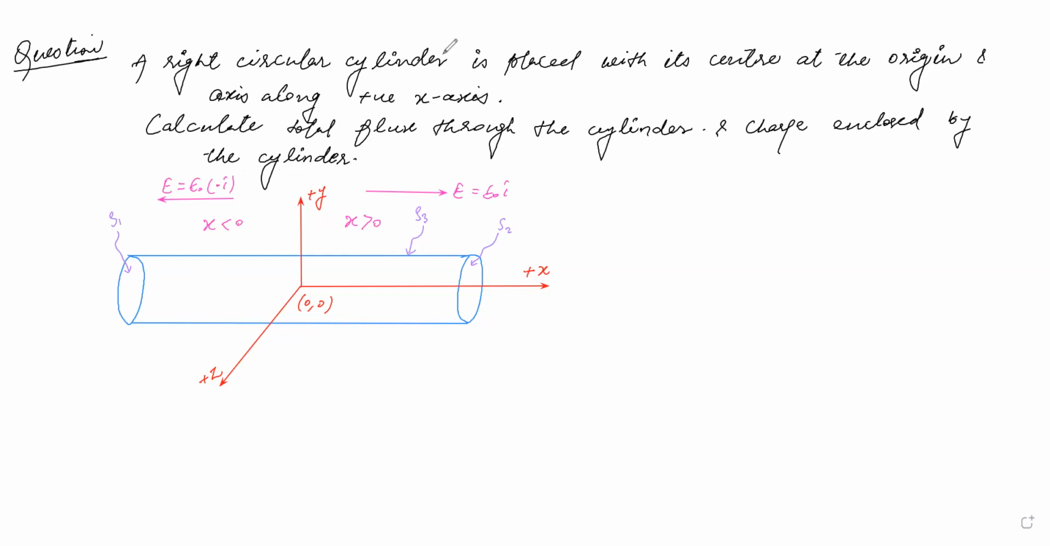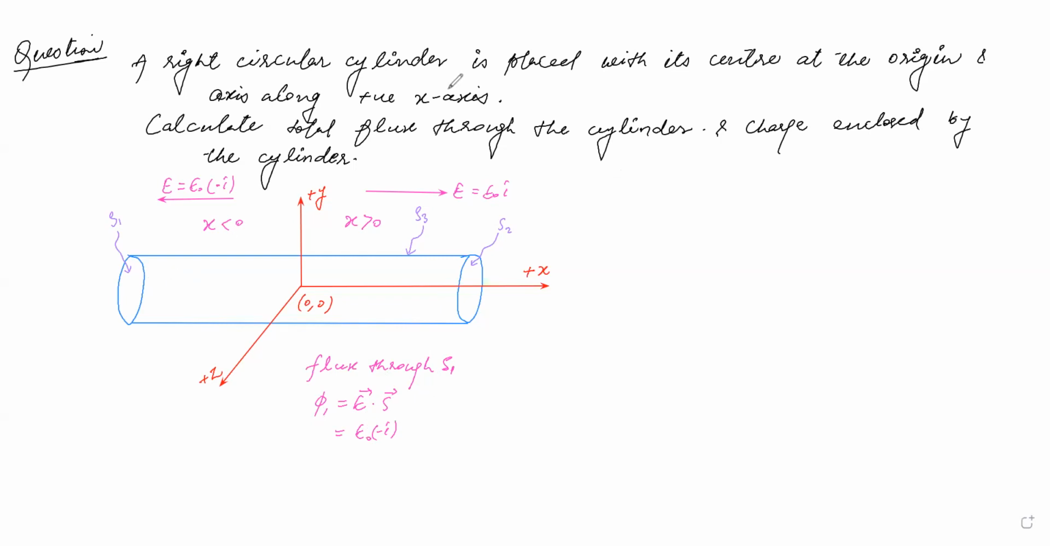In this way, if we go to calculate the electric flux with respect to the cylinder, what will be its calculation? Suppose that flux through S1 we are going to calculate. It is your phi 1 is equal to E dot S. And what is your E here for S1? E is your E naught minus I cap. And what is your area vector? Can you tell me?